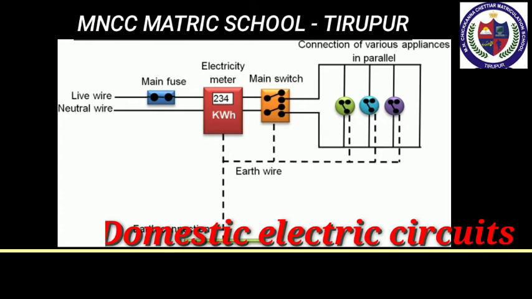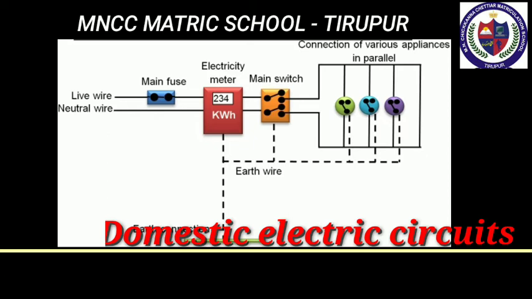Out of these two circuits, one circuit is of a 5 ampere rating, which is used to run the electrical appliances with a lower power rating, such as tube lights, bulbs and fans. The other circuit is of a 15 ampere rating, which is used to run electrical appliances with a high power rating, such as air conditioners, refrigerators, electric iron and heaters.